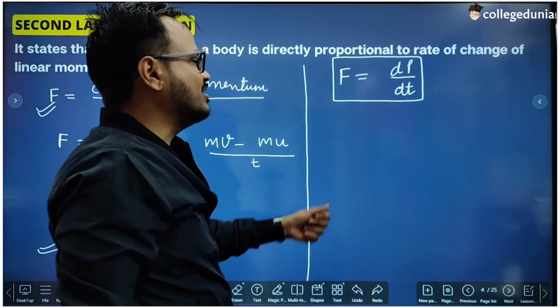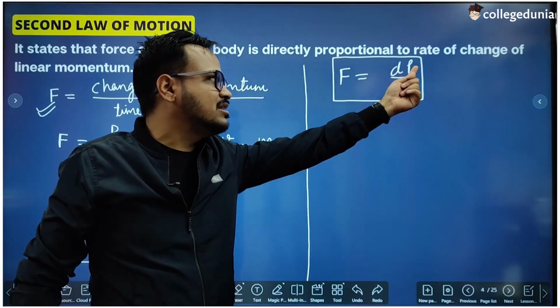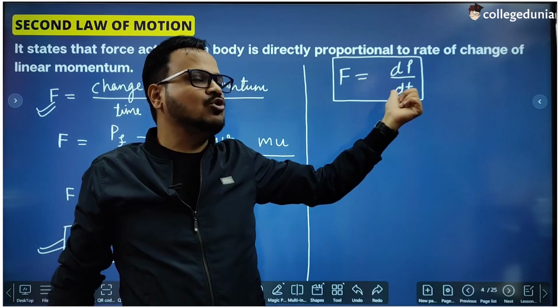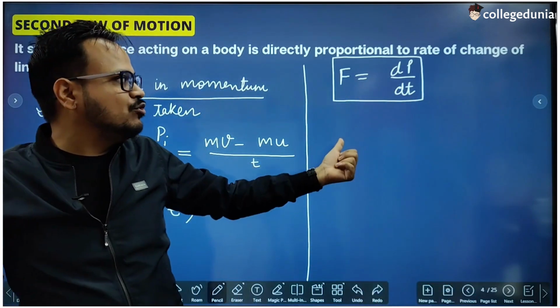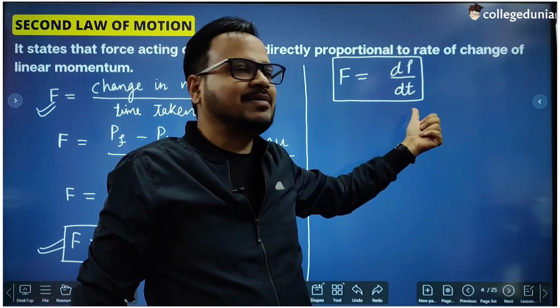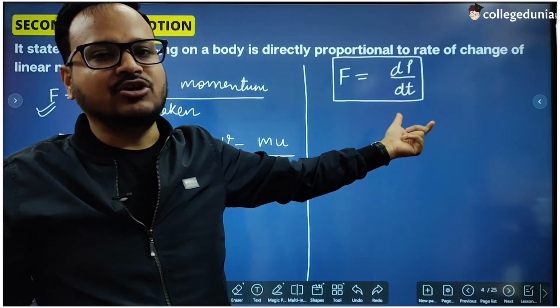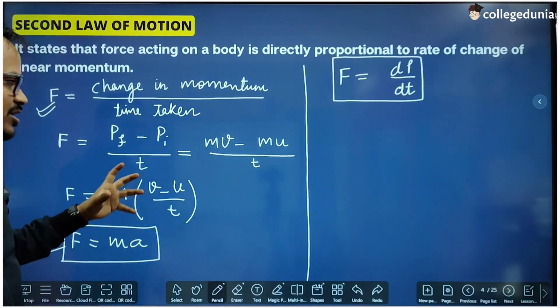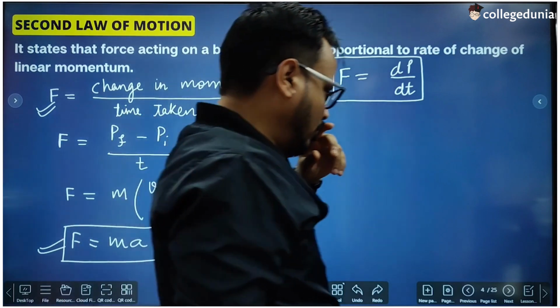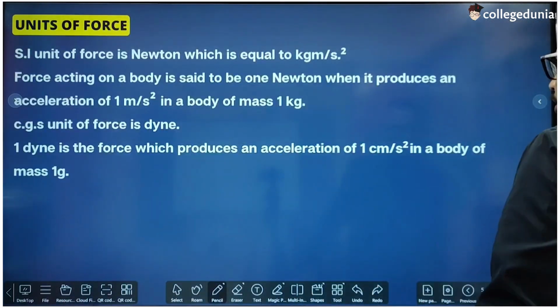Okay, so you can get this type of question also. If p is given as a function of t and you have to find the force, then you have to differentiate this p with respect to t to find the value of the force, right? So this is the second law, but there is more to it.